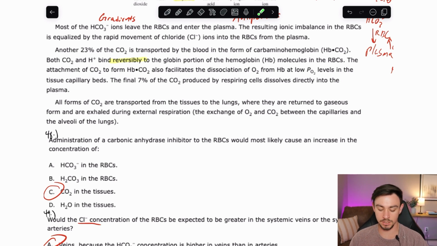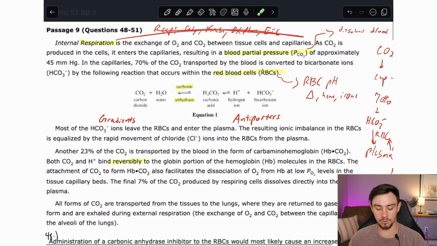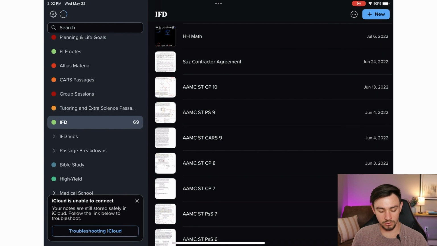All forms of CO2 are transported from the tissues to the lungs, where they are returned to gaseous form and are exhaled during external respiration, the exchange of CO2 and oxygen between the capillaries and the alveoli of the lung. So reading in between the lines is huge, and that's really the purpose of this. And I wanted to show you some examples, and so I'll show you one more.